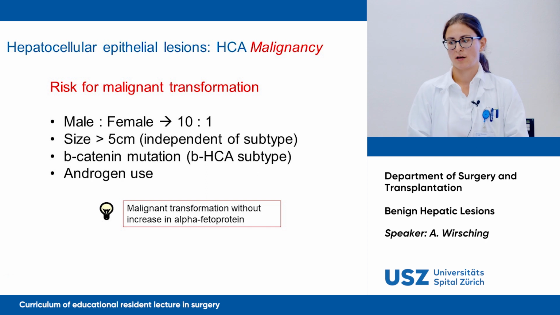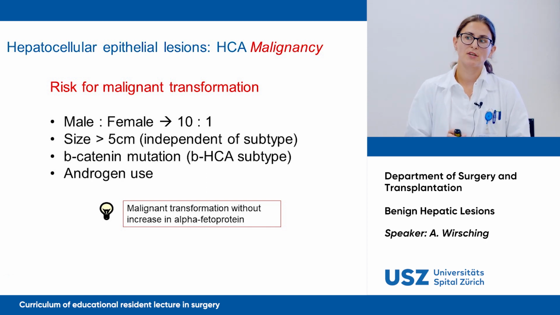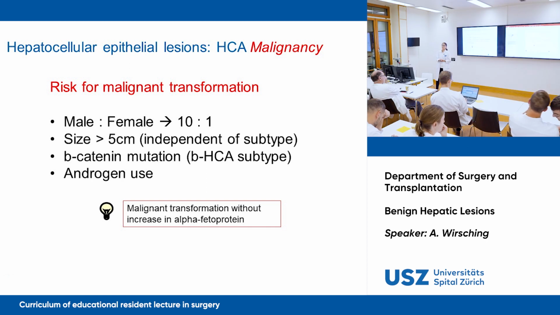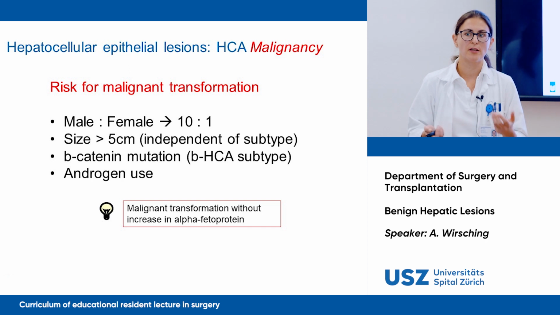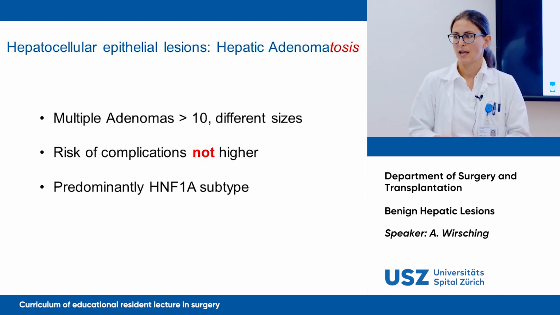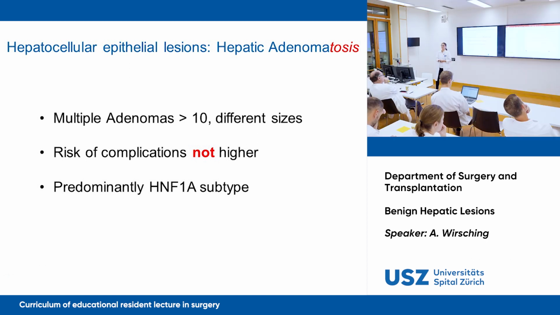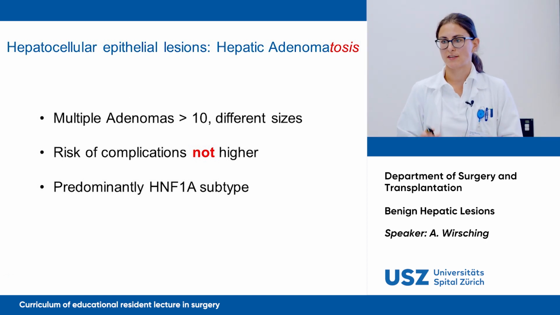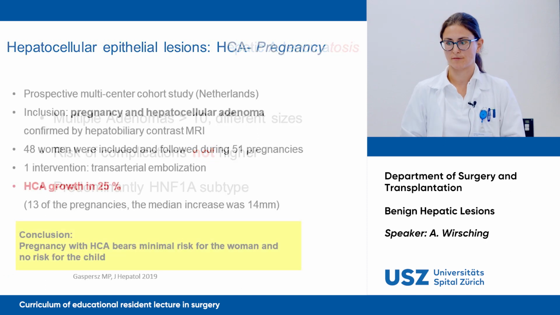Androgen use is another risk for malignant transformation. And if there is a malignant transformation, hepatocellular carcinoma arising from hepatocellular adenoma usually does not show any alpha-fetoprotein increase in the serum. So one should not feel on the safe side if there is no increase. Hepatic adenomatosis is the disease we're talking about if patients show 10 or more hepatocellular adenomas. They can be of different sizes, and they are not associated with an increased risk. And predominantly, it is the benign molecular subtype. So for these many lesions in one patient, we should follow, and follow the one lesion which is above 5 centimeters and maybe go for a resection of only this one lesion.